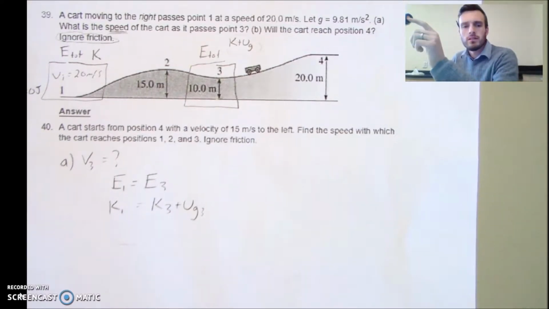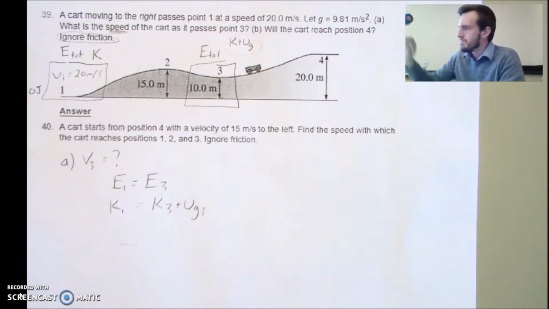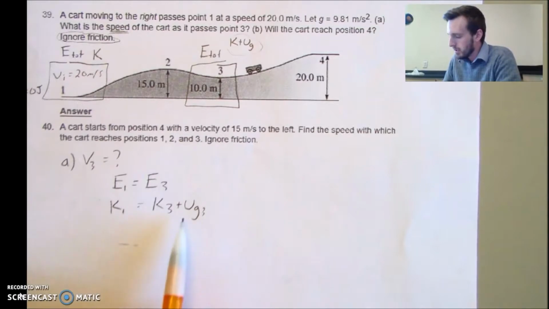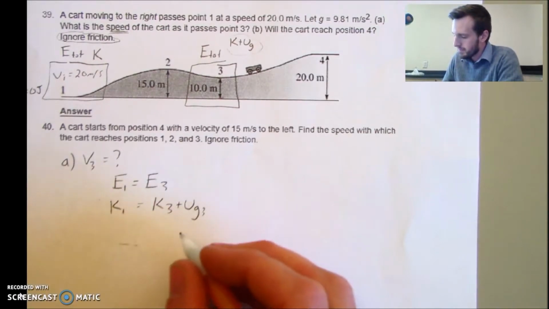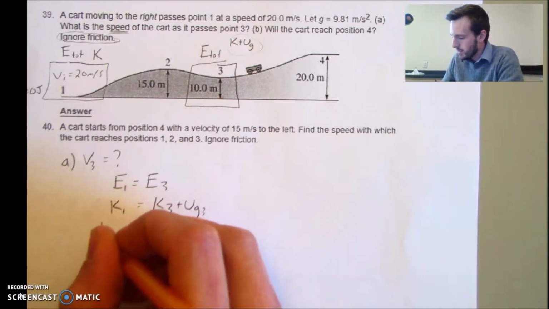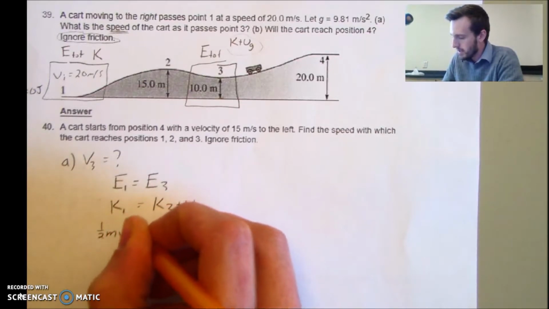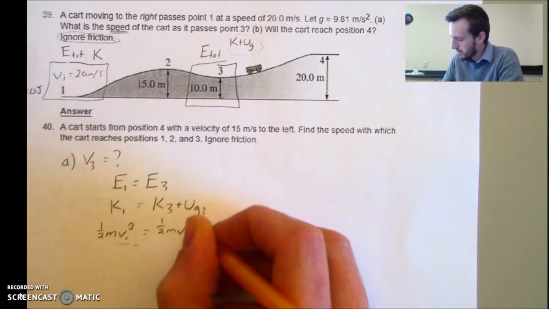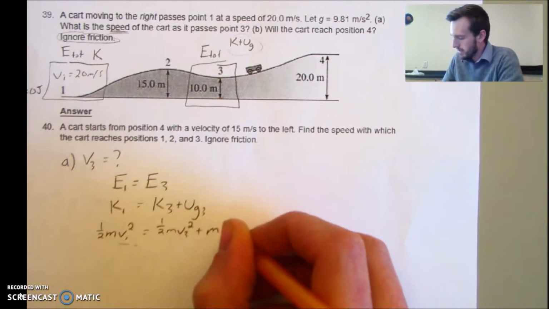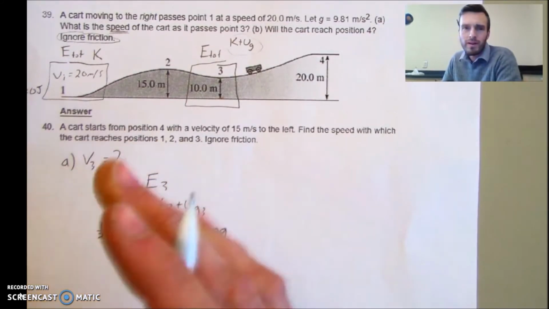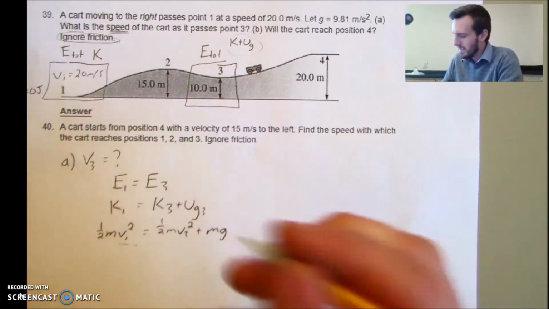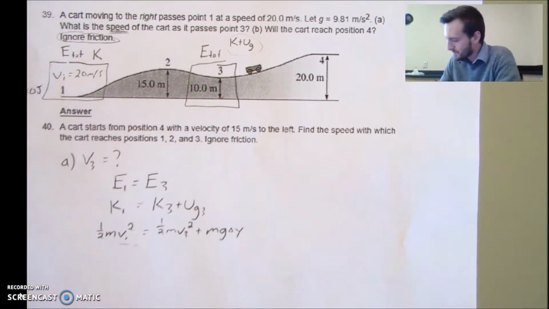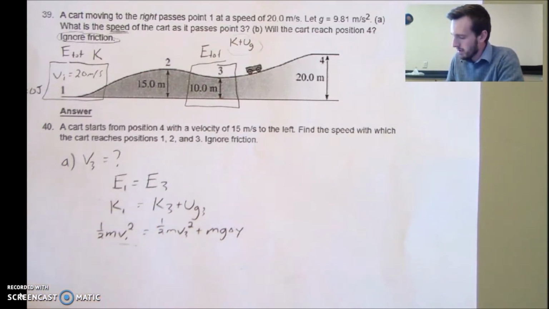Let me readjust for you here. There we go, that's better. What we can do now is expand these equations. Kinetic energy is 1/2 mv squared, so at point 3 it is 1/2 mv3 squared, and the potential energy is mg times the height. Some people write it delta y, some write h. I'll write delta y, the change in height. So we can plug in all our numbers here.